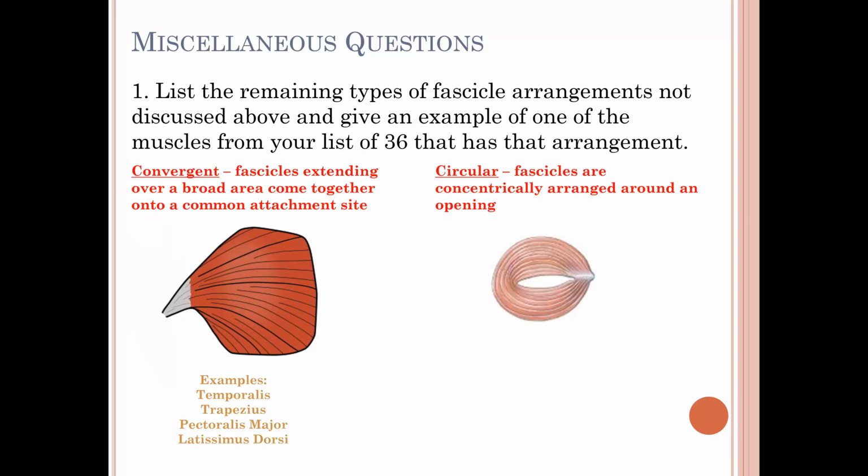With a circular fascicle arrangement, the fascicles are concentrically arranged around an opening. And so when this type of muscle contracts, the opening will narrow or get smaller. Examples of this type from your list are the orbicularis oculi and the orbicularis oris.